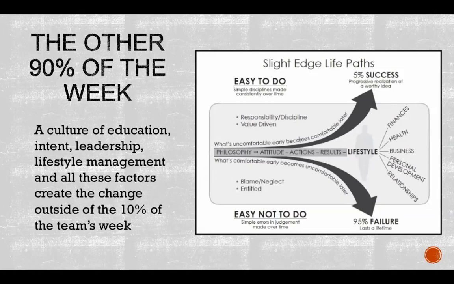I just put a little visual here from The Slight Edge. It's one of my favorite books. It talks about the 5% of success: responsibility, discipline, and value-driven. And then the 95% of failure: blame, neglect, entitled. So we really focus on that 5% of success and doing all those things correctly in that 90% of the week that the athletes aren't with us.